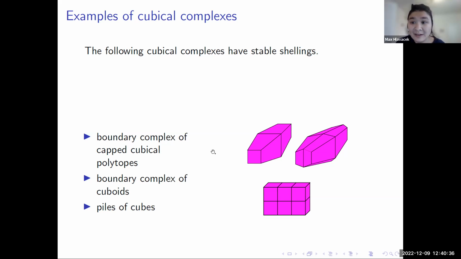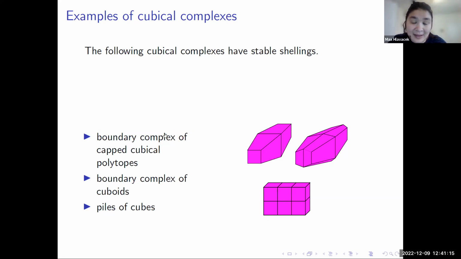So for example, if you take a bunch of cubes and pile them up, you can prove that that has a stable shelling. That's just kind of like this zigzag ordering. If you take a specific type of cubical polytope called a cuboid, what a cuboid is, you start with a cube and then you add these little belts around it. So this is a picture of a cuboid. We start with a cube, then we put this belt in this direction, this belt in this direction. You could also put a belt in the third direction here. The boundary complex of that has a stable shelling.